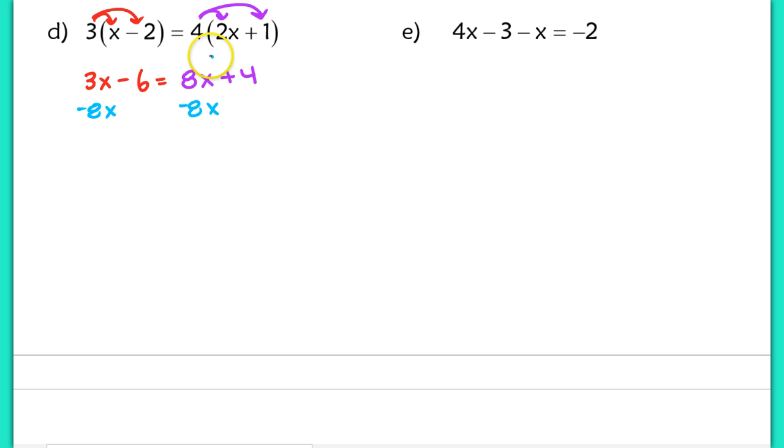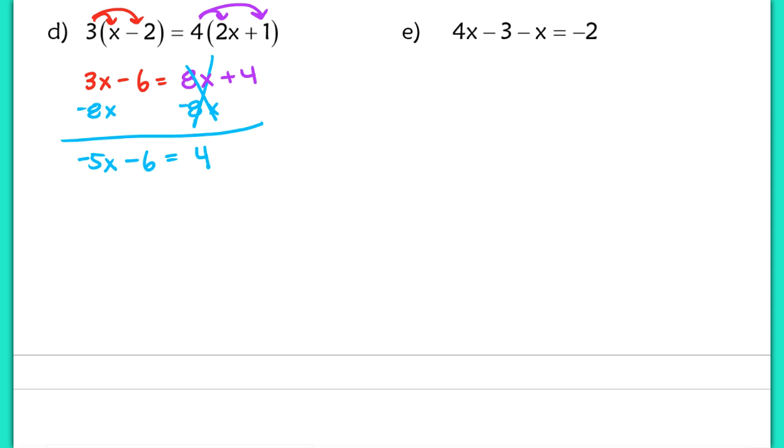Once I subtract 8x, these will cancel here. 3x minus 8x gives me negative 5x. Bring down my minus 6. Then the equal sign. And then here, since this canceled, I just have to bring down that positive 4. I don't need to write plus 4 since I know it's positive. I can just write the 4.